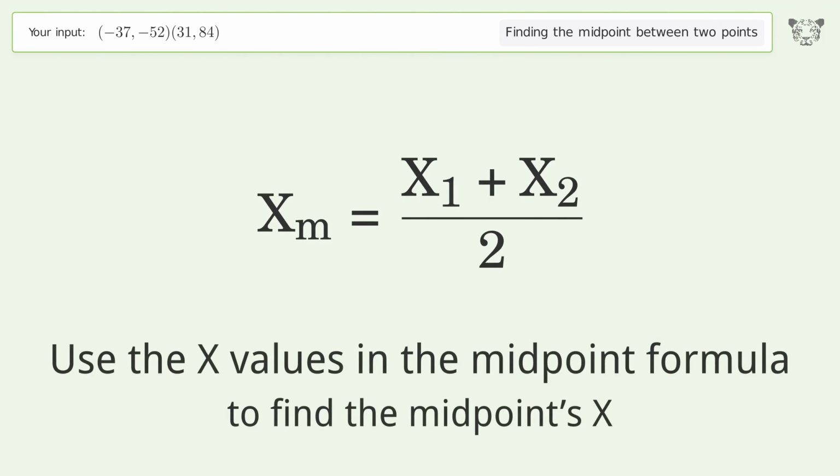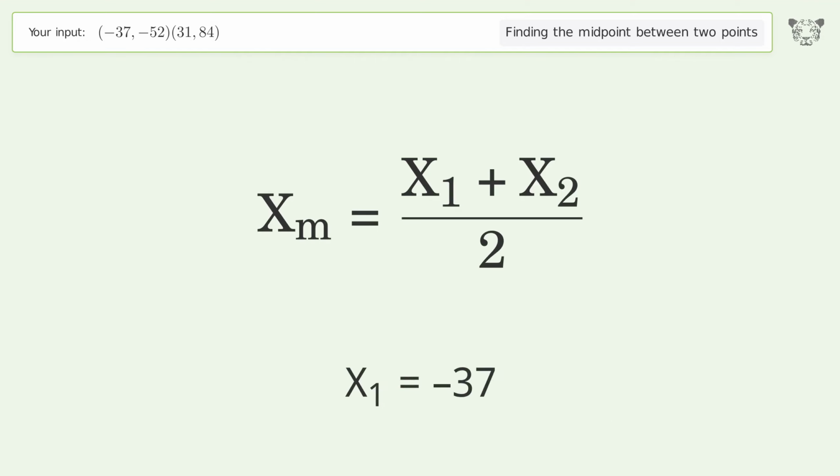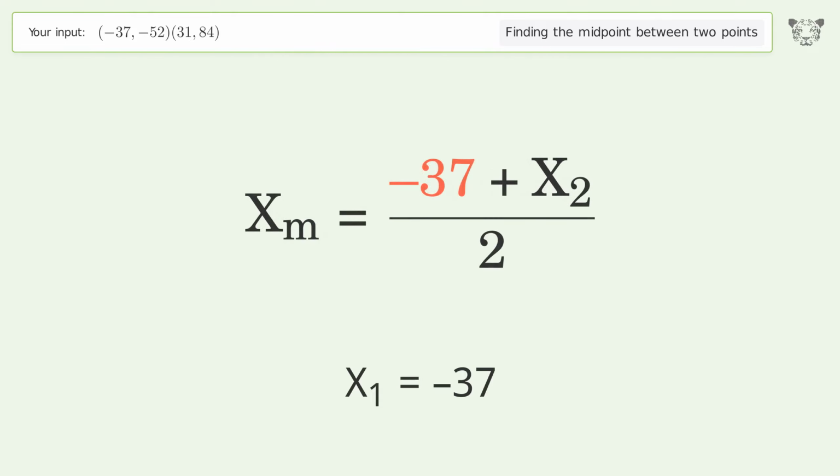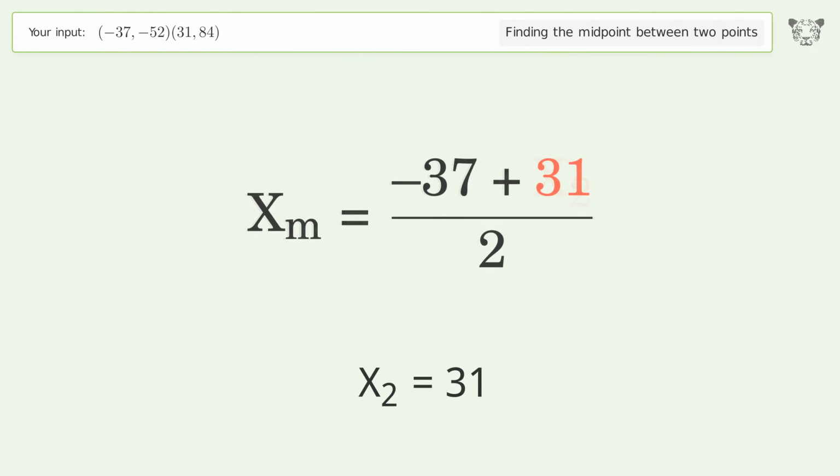Use the x values in the midpoint formula to find the midpoint's x. x1 equals -37. x2 equals 31. Simplify the arithmetic.